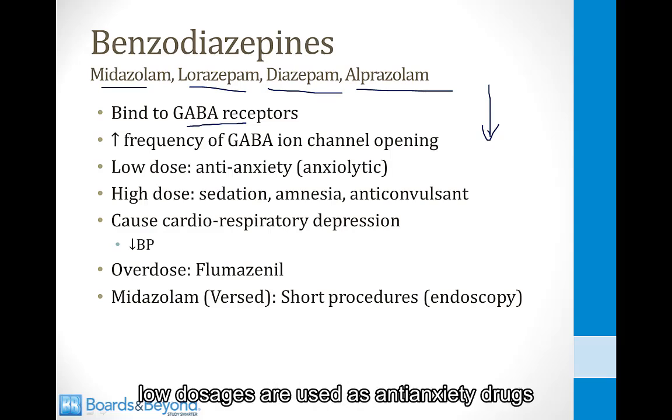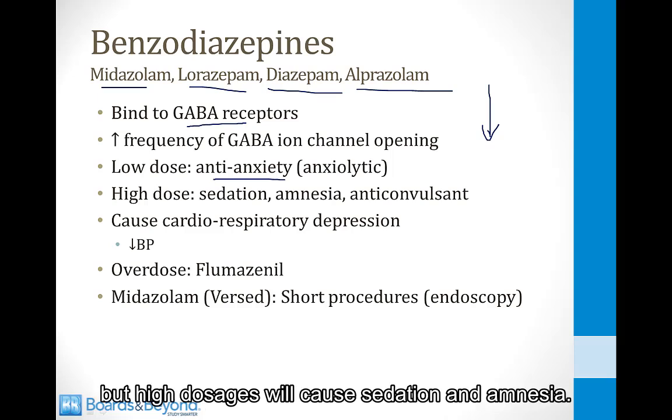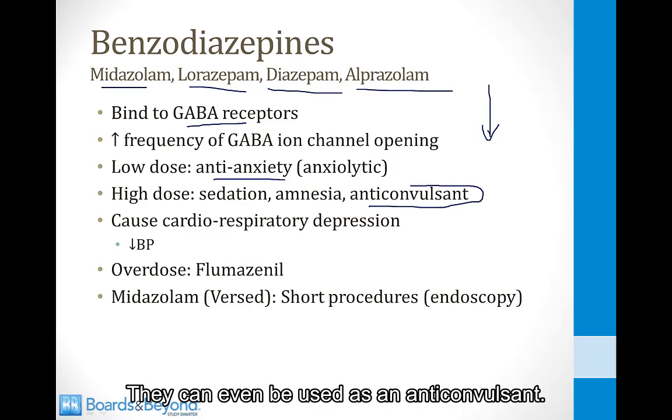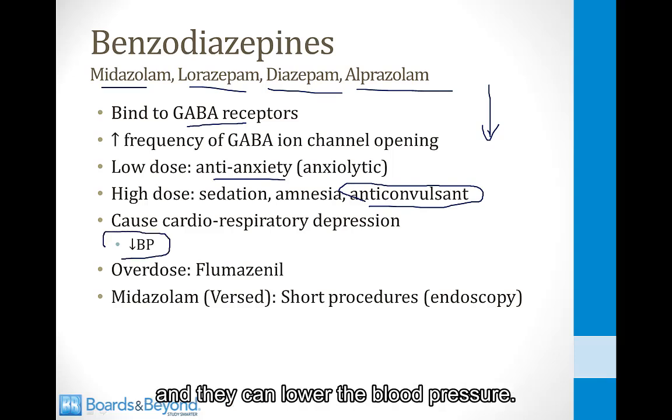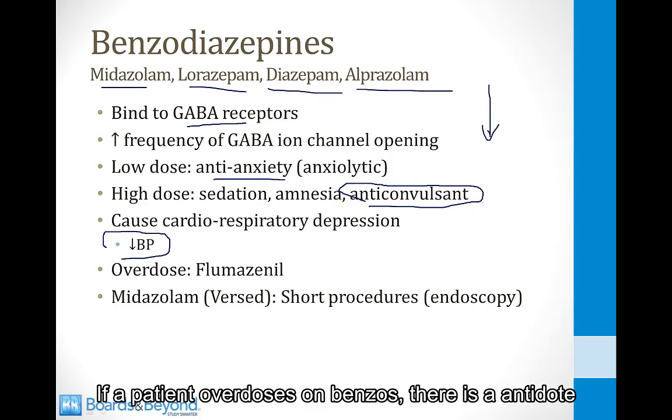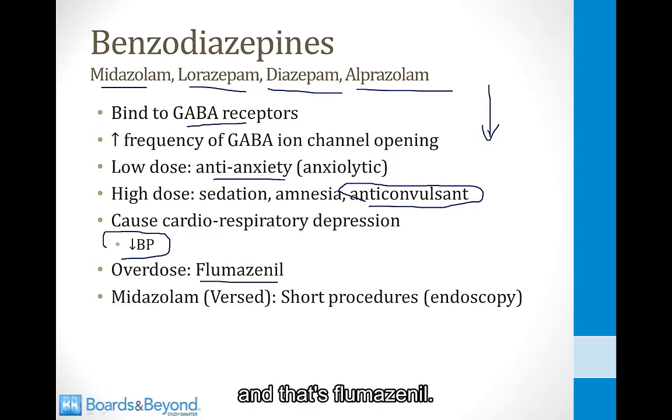Like I said before, low dosages are used as anti-anxiety drugs, but high dosages will cause sedation and amnesia. They can even be used as an anticonvulsant, and we talk about this in the seizure module. They can cause cardiorespiratory depression, and they can lower the blood pressure. If a patient overdoses on benzos, there is an antidote, and that's flumazenil.